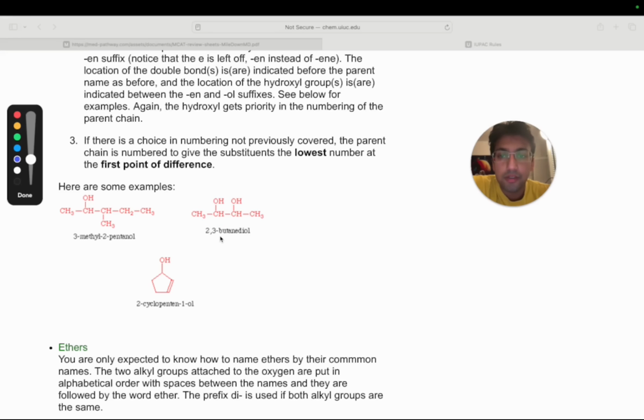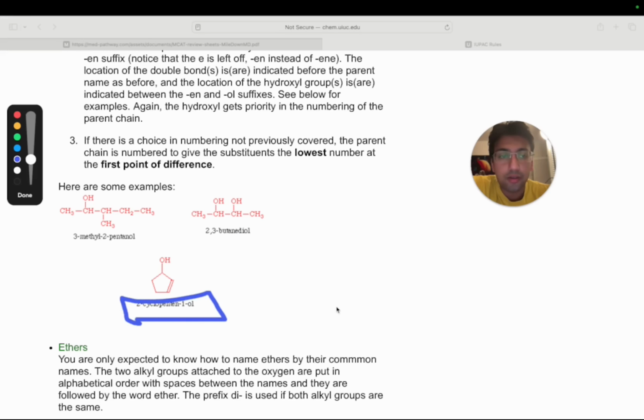So 2,3-butanediol. By now you shouldn't have to look at this, and you should be able to draw what that looks like. But basically we know that there's four carbons, 1, 2, 3, 4. Then on the 2 and 3 we have alcohols. And remember, the di means 2 alcohols, so on the 2nd and 3rd carbon there's an alcohol. Okay, let's talk about this one too.